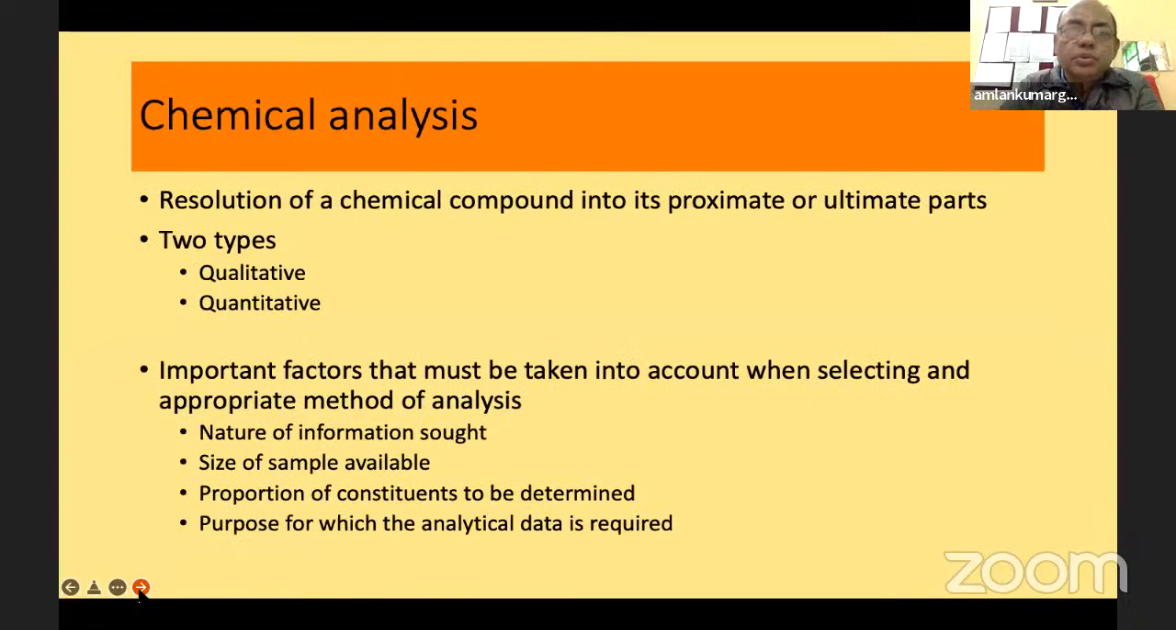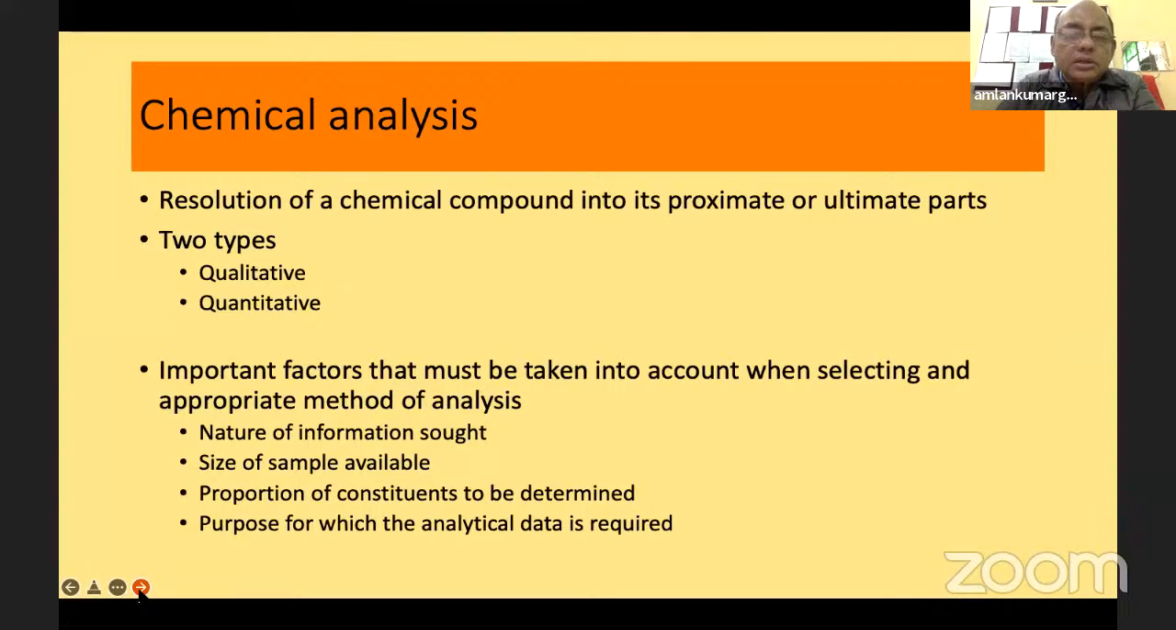So what we try to do in a chemical analysis is resolve the compound into its proximate or ultimate parts. So either we analyze it completely, or we analyze it in such a way that we understand what is there in the sample. And these can be of two types. One is qualitative and one is quantitative. Qualitative means we are just interested in knowing what compounds are present, and in quantitative, how much of that compound is present. So these are the two basic types of analysis.